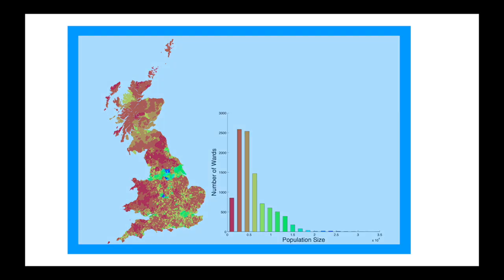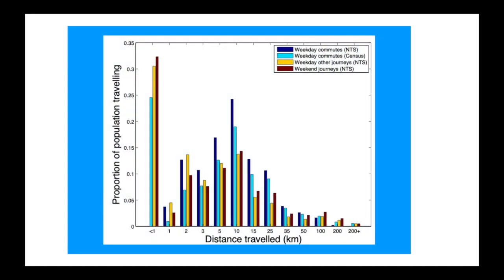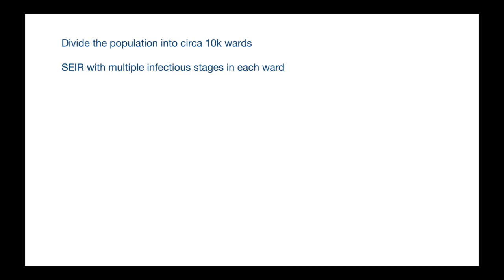And here is the summary of the distances that people travel. You have two series, one based on census and the other based on the National Travel Survey. And before I forget, the workers behave like non-workers on weekends, so they will follow the travel pattern of the non-workers on weekends, whereas on weekdays they'll be going to their workplaces. In summary then, they divided the UK into about 10,000 regions, and within each region they assumed an SIR model with multiple infectious stages. This could be the exposed, mild symptoms and severe symptoms.